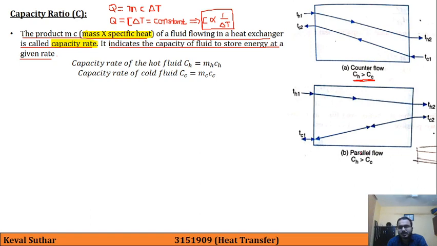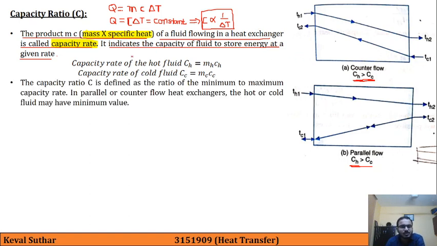And here also it can be seen that Ch is higher than Cc, so the temperature difference of hot fluid is low, and as Cc is lower, the temperature difference for cold fluid is higher. So the capacity ratio, capital C, is a different thing, which is defined as the ratio of minimum to maximum capacity rate. So capacity ratio is the ratio of capacity rates.